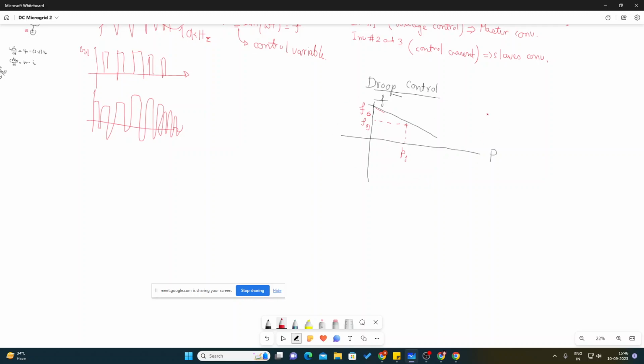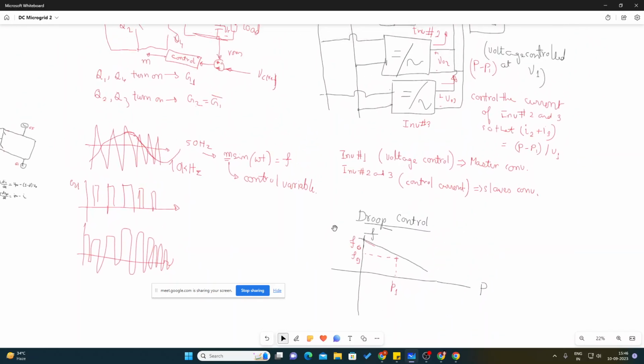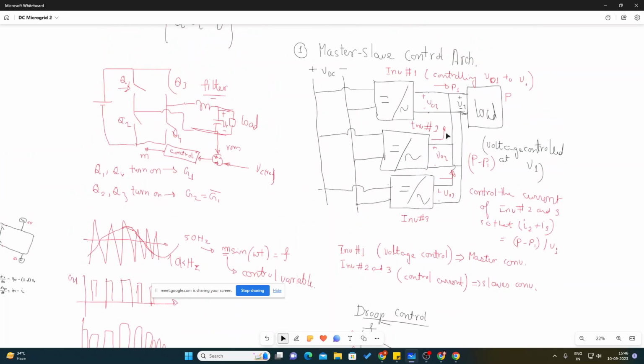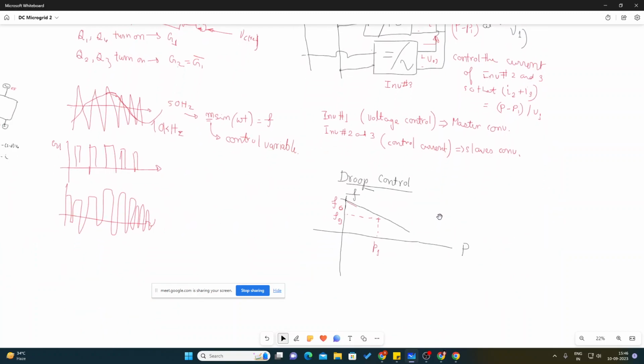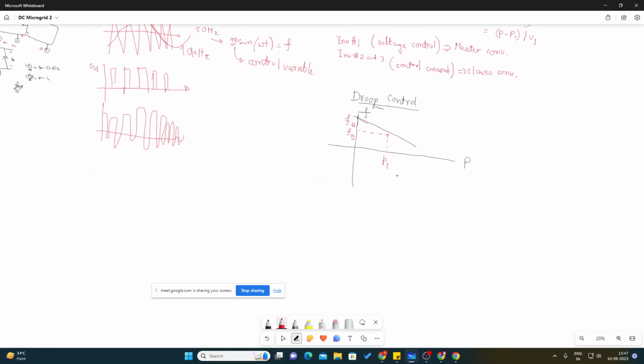Thus we need not worry whether one converter is operating in voltage mode and the others are in current mode or not. We will say that all the converters will operate in group control mode. So this is known as the PF group.